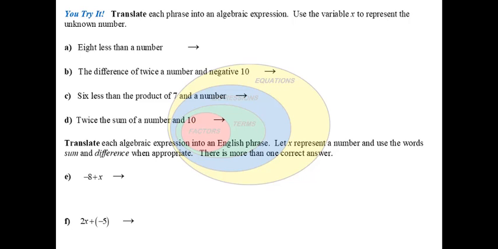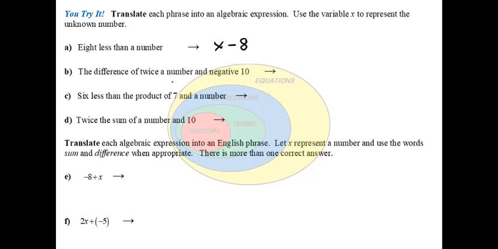All right, so when translating the phrases to an algebraic expression, we just want to look for words that explain operations. So first one, A, it says 8 less than a number. So in this case, I'm taking 8 away from a number. So this would be x, then minus 8.